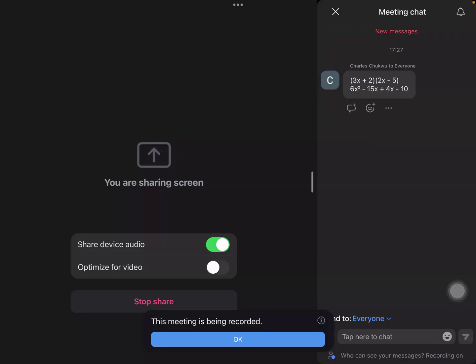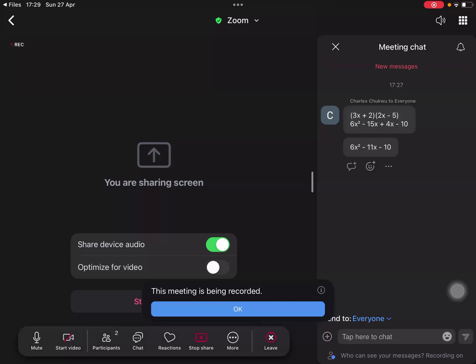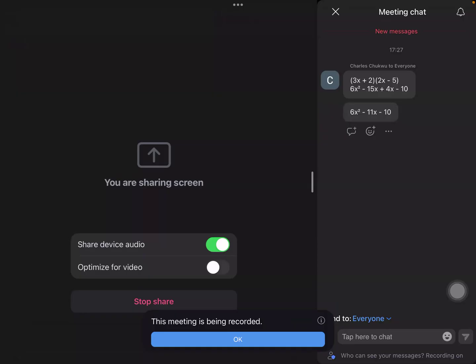But what would the answer be? Minus 11. Minus 11, yes. It will be minus 11x. So that's going to be, the final answer is going to be 6x squared minus 11x minus 10. Okay? Yes. Okay. So you've written it down. Can we move on to the next question?